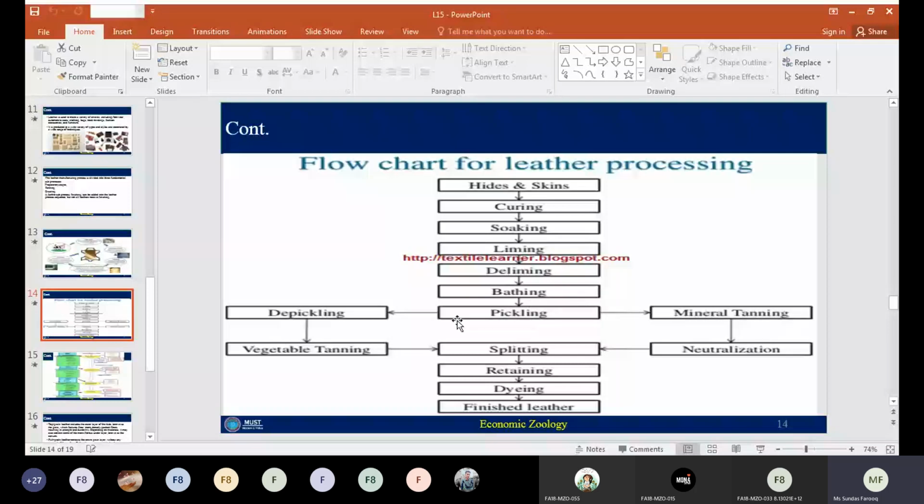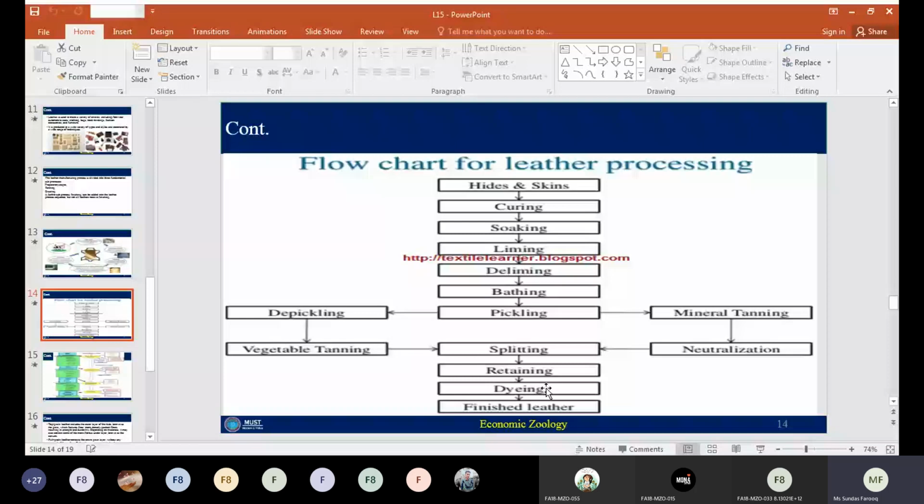Pickling can be further subdivided into two categories, that is deep pickling and mineral tanning. Deep pickling is done with vegetable tanning. It means different types of tanning agents that have plant sources are utilized. The next step, mineral tanning, involves neutralization. After neutralization or vegetable tanning, the product is split, and then it is retained in its final shape, and then dyeing is done for different types of leather products, and then the leather becomes ready to use for different types of purposes.